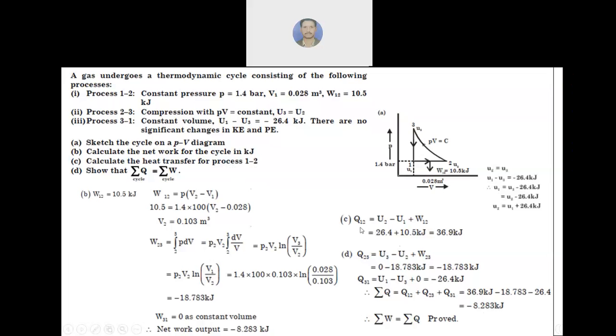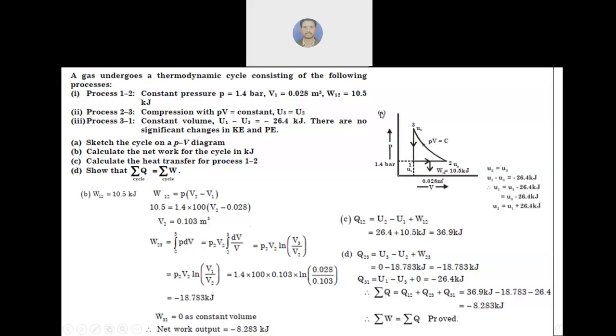So you have calculated this also. Now you have to prove total heat transfer is equal to total work transfer. What is the total work transfer? Minus 8.283. And what is total heat transfer? Minus 8.283. Both are the same. Total heat transfer is the same as total work transfer. So this proves Joule's law for a cyclic process, or the first law of thermodynamics for a cyclic process: heat transfer equals work transfer.